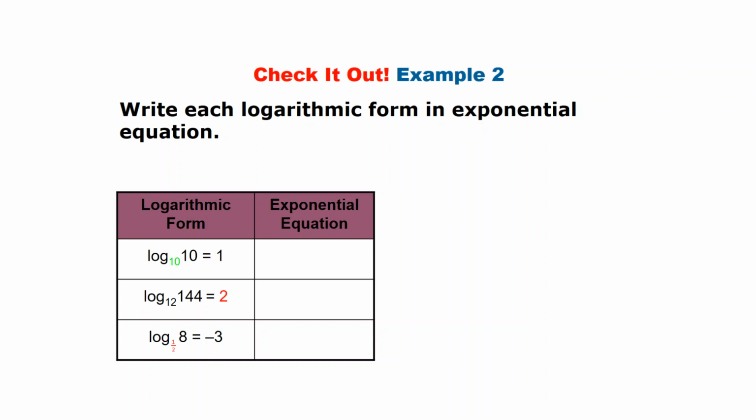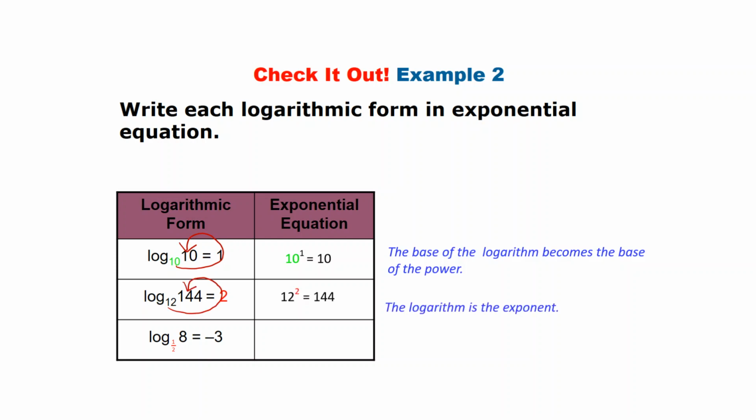Again, we're using our scorpion. 10 to the first power equals 10. 12 to the second power equals 144. And 1/3 to the negative third power equals 8. Let's just prove that one out real quick.